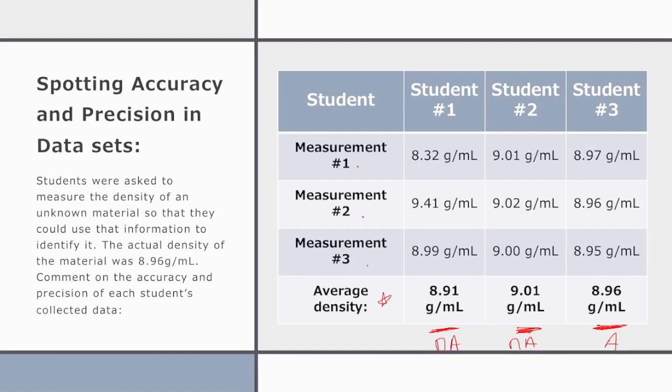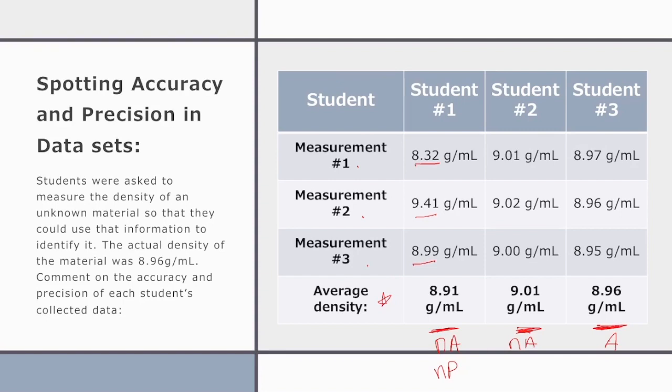All right, so now let's say something about precision. Student number 1, if we take a look at their measurements, they're kind of all over the place. Here we've got something less than what we expected, and then we have 2 more values more than what we expected, and they're considerably more, so we're going to say also not precise. All right? Because those measurements, they're not close enough to be considered precise.